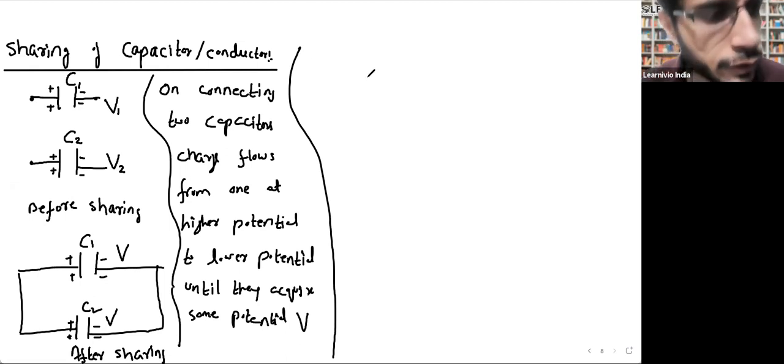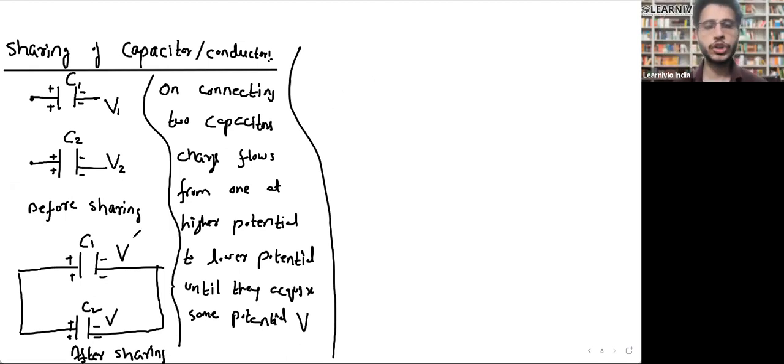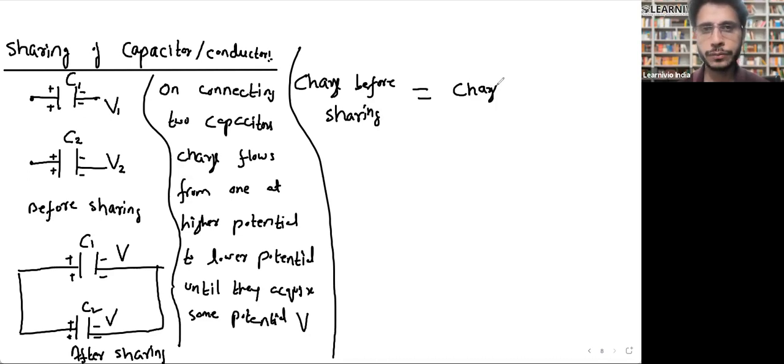So this is before sharing and this is after sharing. When we connect two capacitors, charge flows, but net charge remains conserved. So you can say charge before sharing is equal to charge after sharing.